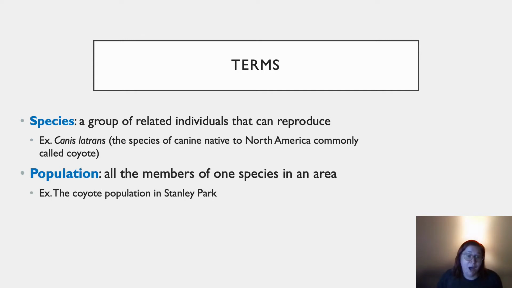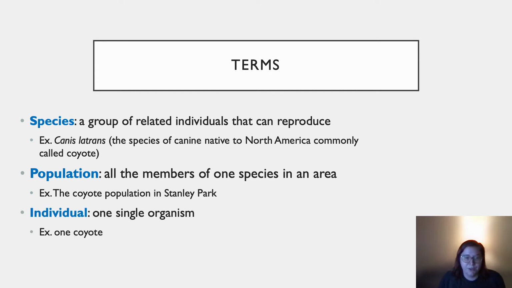The next word is population. So the population is all the members of one species in an area. So for example, we could say the coyote population in Stanley Park. The population can be a bigger area too. You could say the Western Canadian population of coyotes.